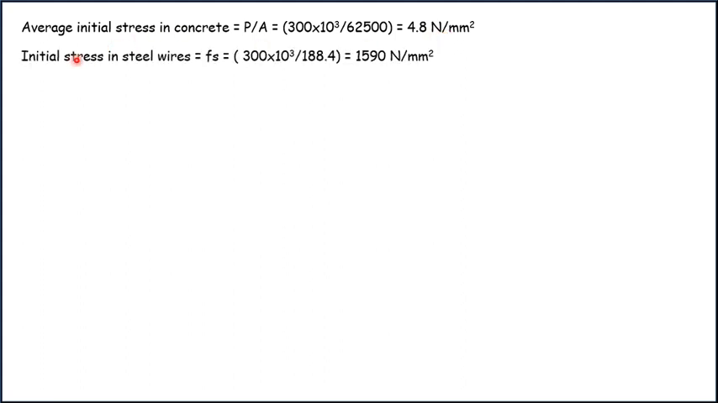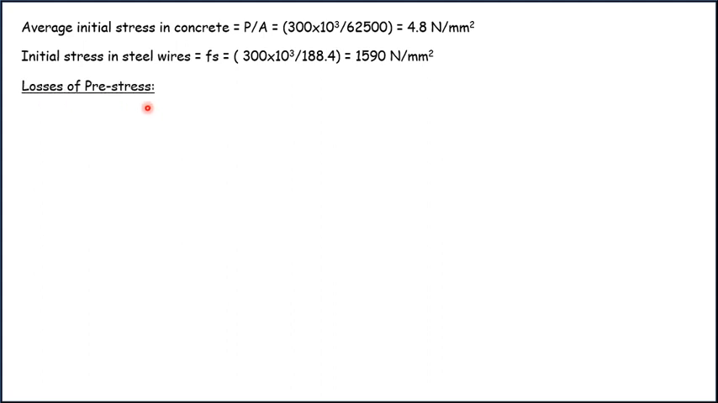Now the initial stress in steel wires, Fs. We calculate Fs as P divided by the area of steel, so 300 into 10 raised to 3 divided by 188.4, nearly about 1592. I have taken the value rounded to 1590 Newton per mm square.